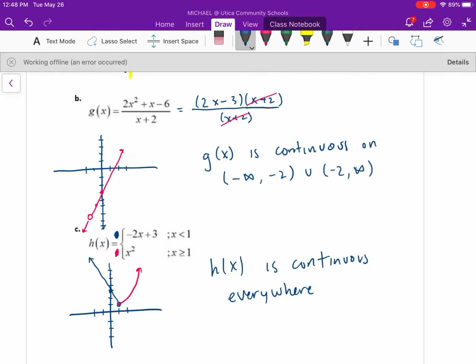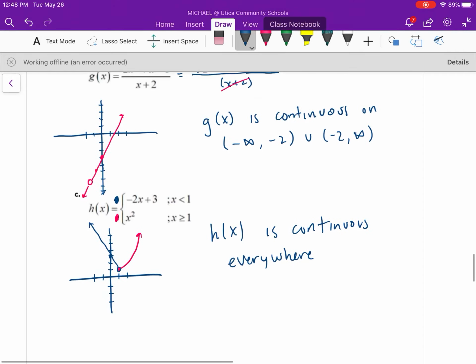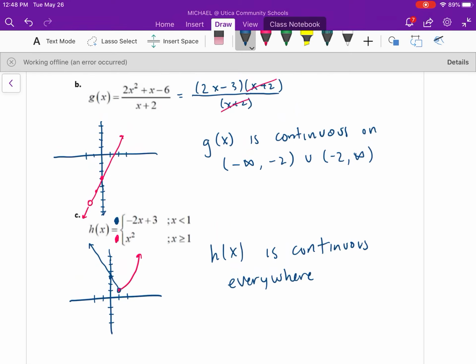Okay, in example B, we have a hole at -2. Therefore, that's the only point of discontinuity. So it's continuous everywhere else. And in example C, those two piecewise functions actually connect at the same spot. So therefore, h is continuous everywhere.